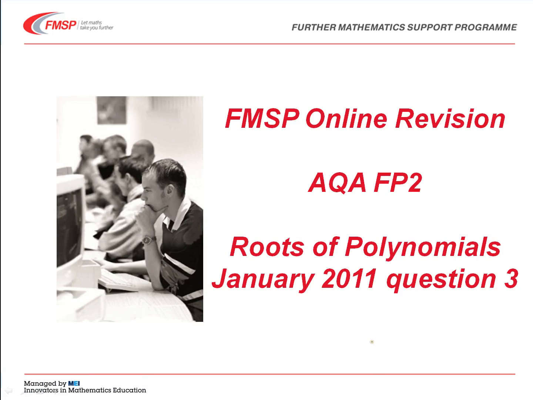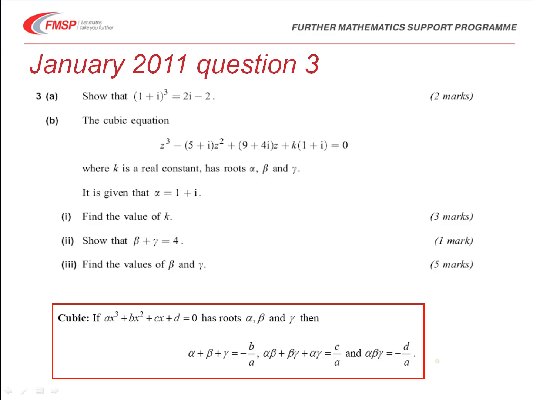Well, welcome to this online revision session for AQA FP2. We will be covering the January 2011 question 3 on the topic of roots of polynomials. You should see there are two parts to this question. The first part is just having to show that (1 plus i) cubed equals 2i minus 2.